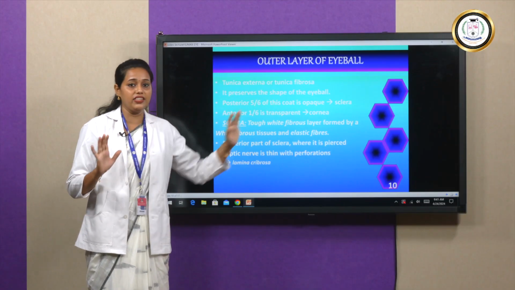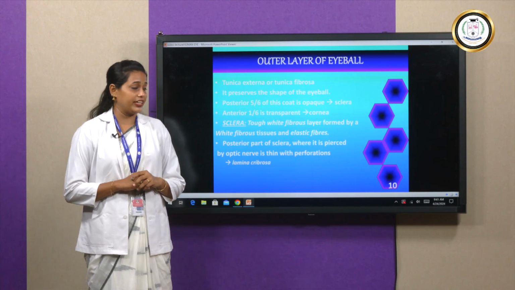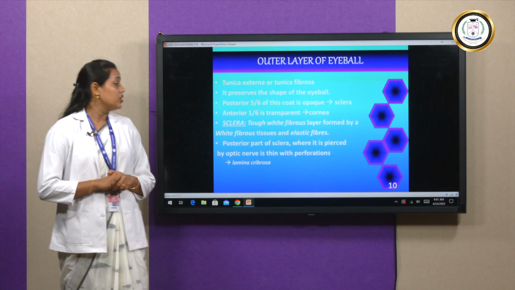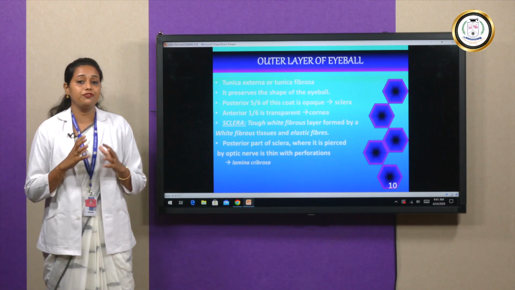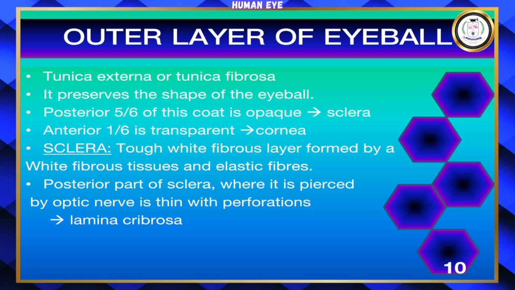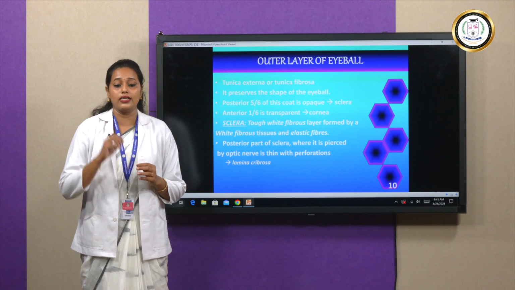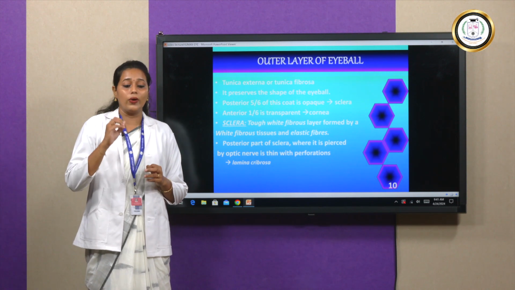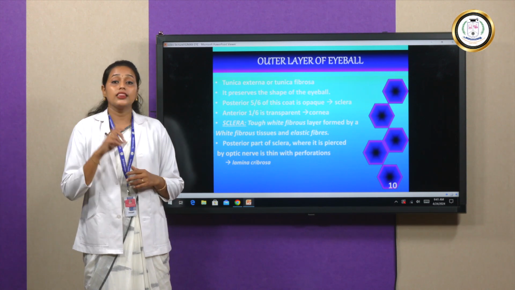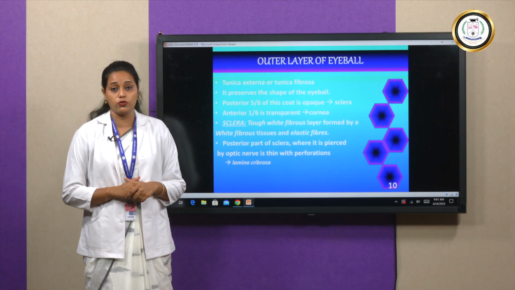It is opaque in nature. Whereas the anterior 1/6 is called the cornea, which is transparent in nature. Sclera is a tough white fibrous layer which is composed of white fibrous tissue, along with some elastic fibers. The posterior part of the sclera has perforations where the optic nerve pierces it. These perforations in the sclera are called lamina cribrosa.